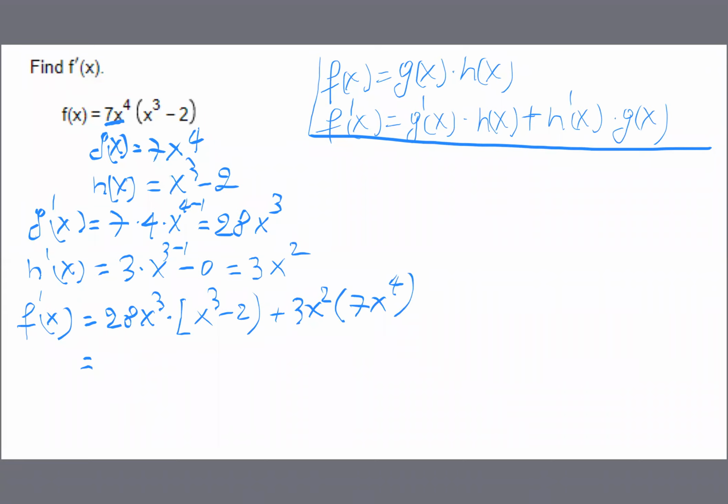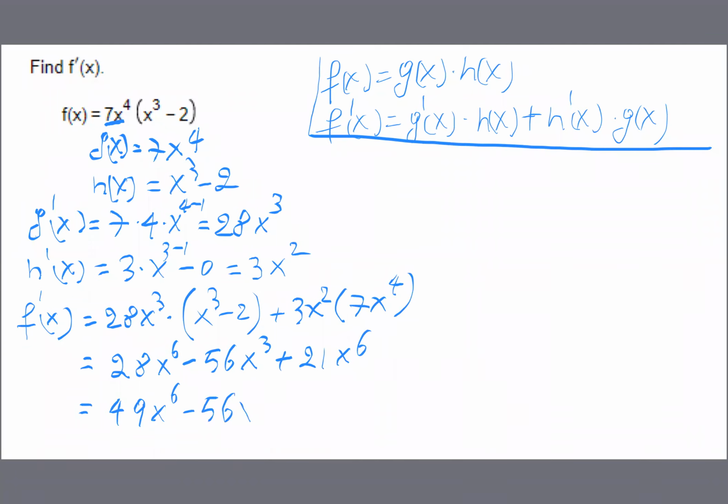So let's simplify this. Let's put the same type of parenthesis here. 28x to the 6th minus 56x to the third plus 21x to the 6th. That equals 49x to the 6th minus 56x to the third.